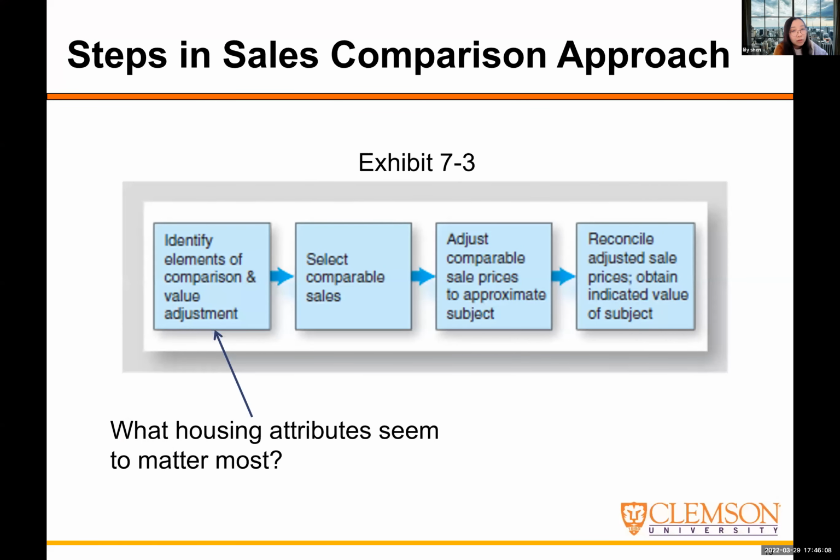Let's dive into sales comparison approach directly. So for sales comparison, you have to first identify the elements of comparison and value adjustments. What does that mean? Houses are very unique. There are hundreds or thousands of features each house has. You cannot compare every dimension. This will drive you crazy. What you do is you identify 5 to 10 most important features of the house.